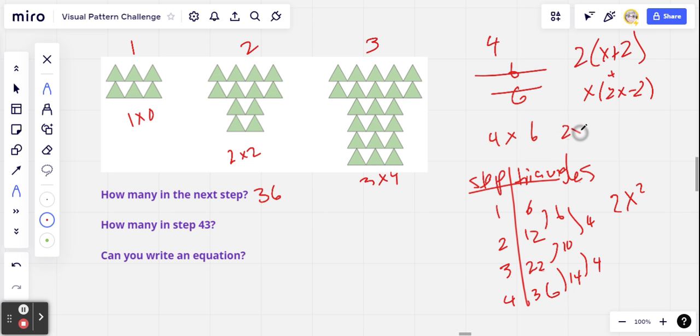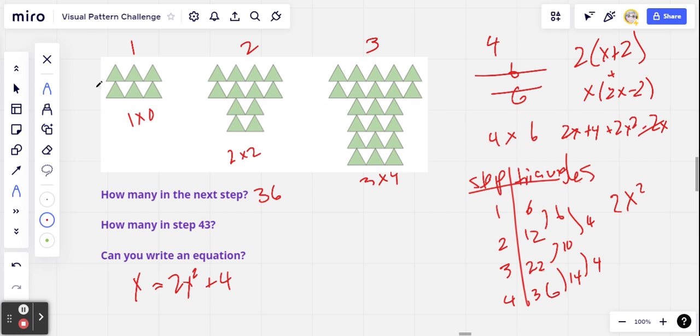So let's multiply all that out and add it together. On the top, I'm getting 2x plus 4. On the bottom, I'm getting 2x squared minus 2x. Oh, and look at that. We've got a positive 2x and a negative 2x. So I'm going to write it down here, y equals 2x squared plus 4.